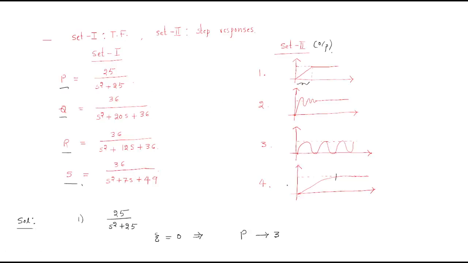And last, what is S? The remaining one is only 2. Otherwise you should compare with the system. Then the S system is an underdamped system. If you did this, you will get the zeta value for this system as more than 0 and less than 1.